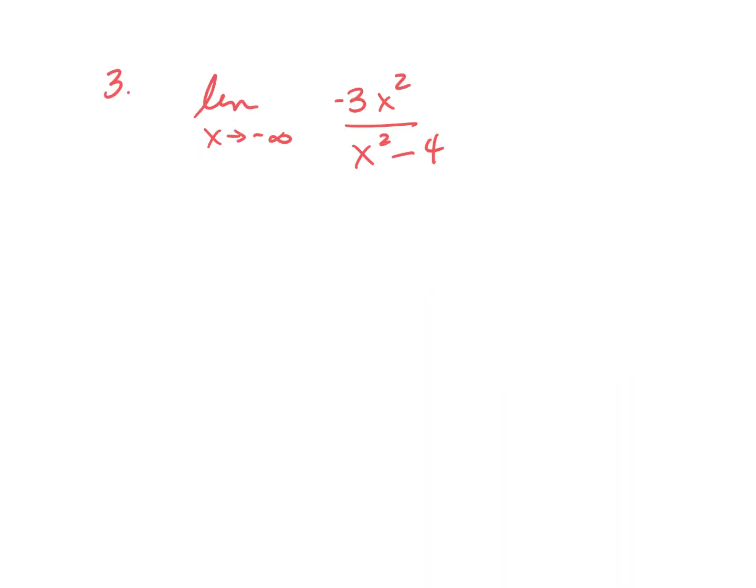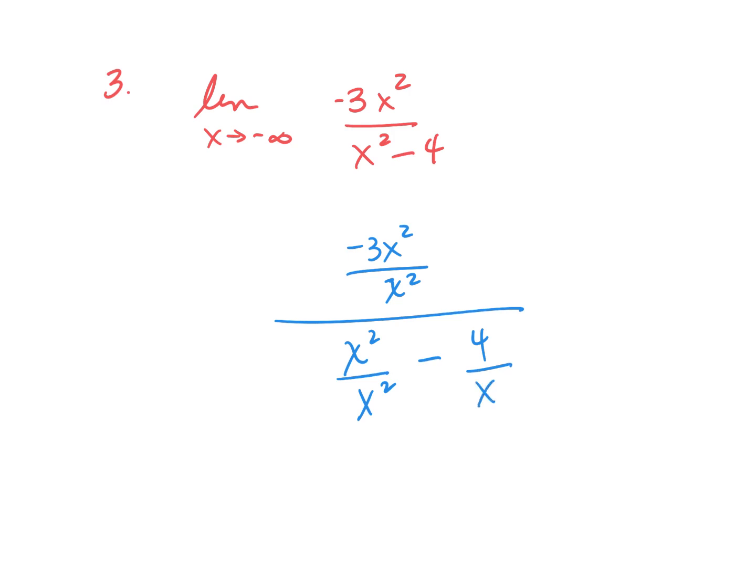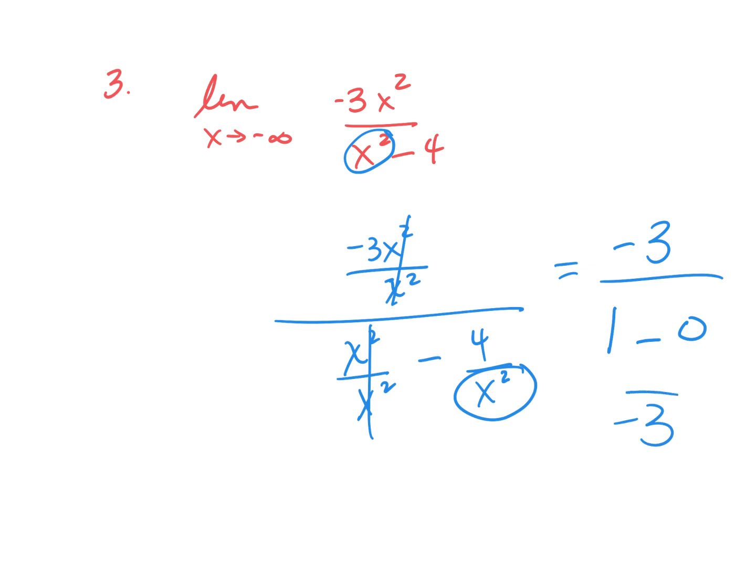All right. So I'm going to take this negative 3x squared and divide it by x squared. And then I'm going to divide the x squared by x squared. And I'm going to divide the 4 by x squared. So I'm dividing it by the biggest x in the basement. So here, these bite the dust, and that's going to be a negative 3. This is a 1. And this is a 0, because remember we said 4 over a humongous number is 0. So it's going to be negative 3 is your answer.